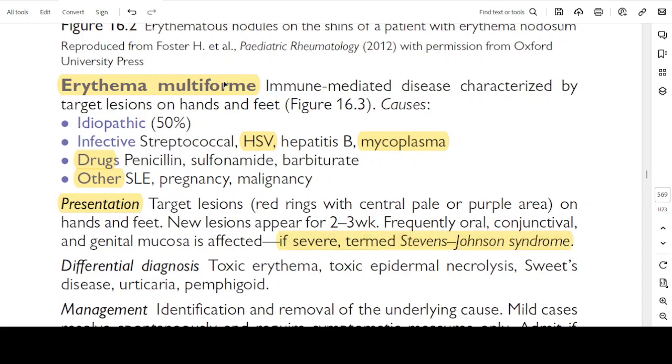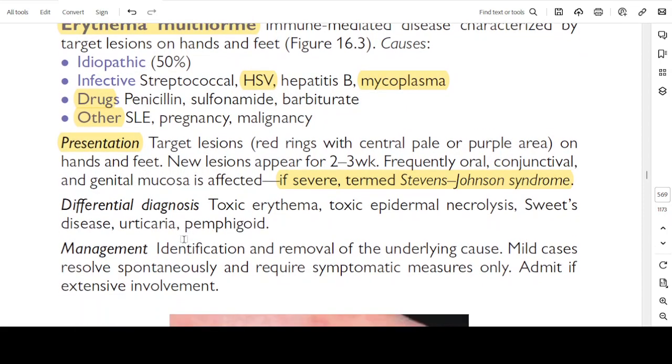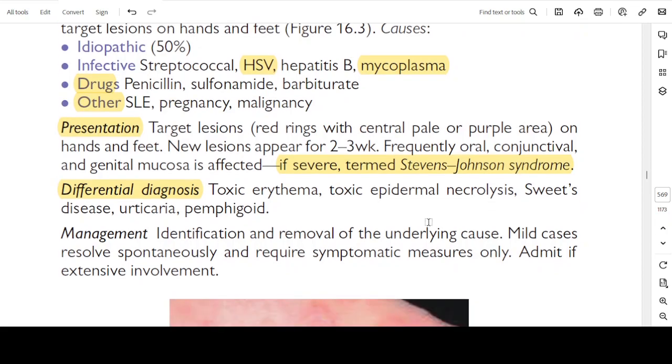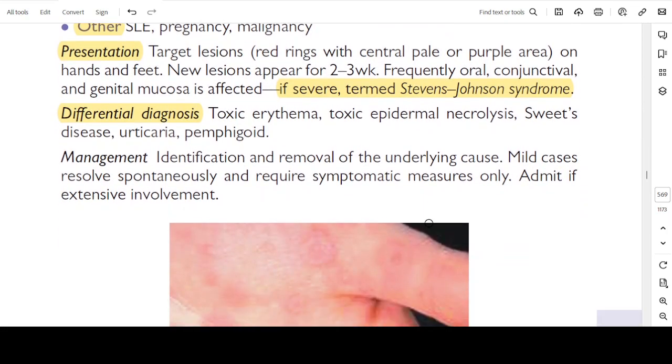So erythema multiforme is a spectrum of disorders, with Stevens-Johnson syndrome on the other end of the spectrum. Target lesions, red rings with central pale or purple area on the hands and feet. New lesions appear 2 to 3 weeks. Frequently oral, conjunctival and genital mucosa is affected. If severe, termed Stevens-Johnson syndrome. Differential diagnosis of erythema multiforme: toxic epidermal necrolysis, Sweet's disease, urticaria, and pemphigoid. These are all differentials.